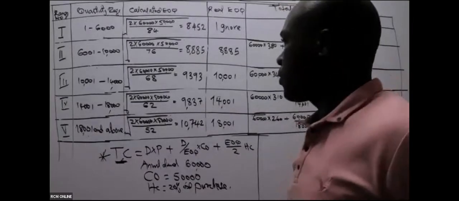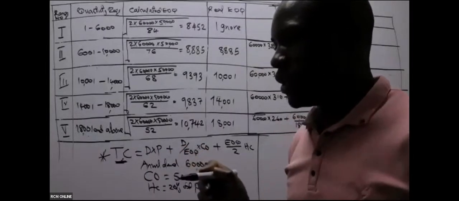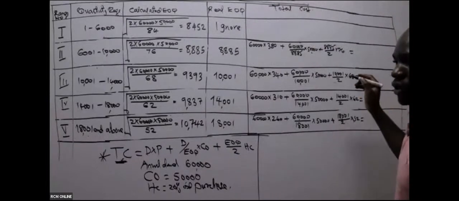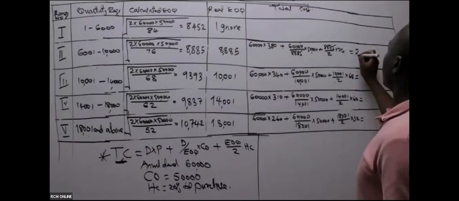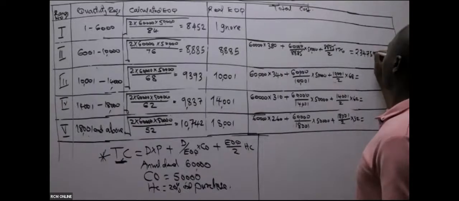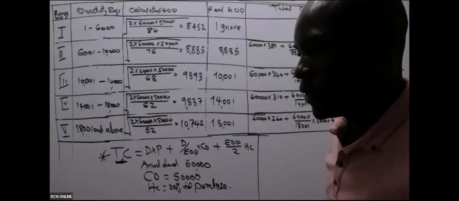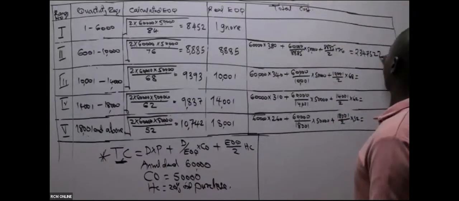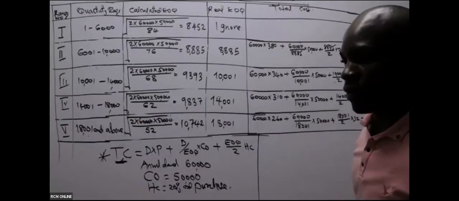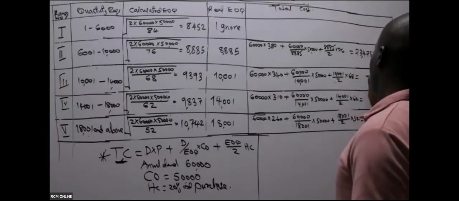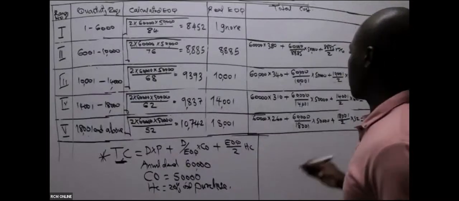So I'm told range 2 is equal to 234,752. It's 23 million. Range 3, 21,040,004.